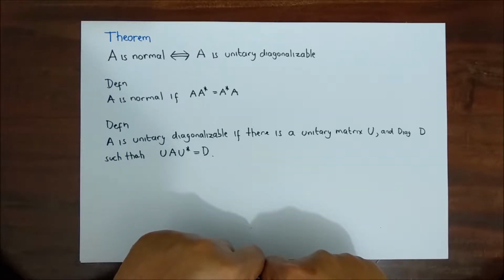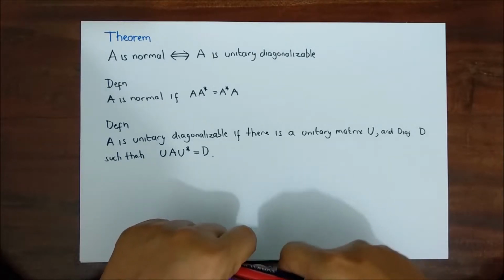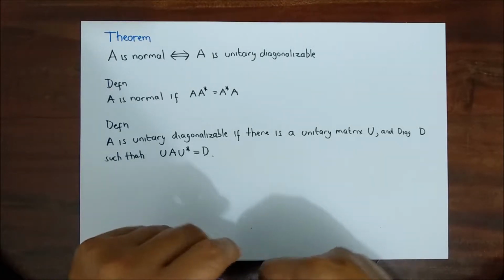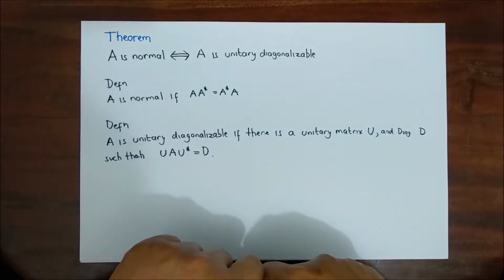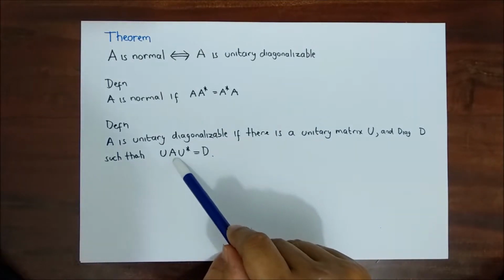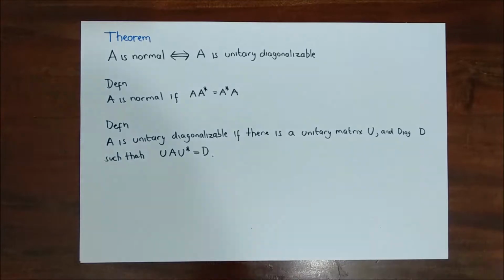So let us recall what a normal matrix is. A is a normal matrix if A star A is equal to A A star, where A star is the transpose conjugate of matrix A. And the next definition: we call A unitary diagonalizable if there is a unitary matrix U and a diagonal matrix D such that U times A times U star is equal to D. Alright? So let us start.